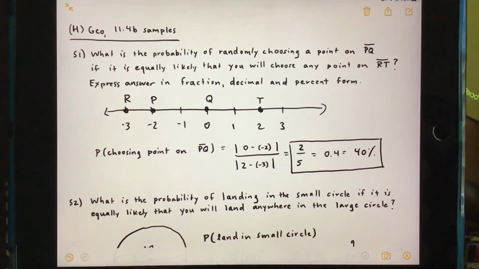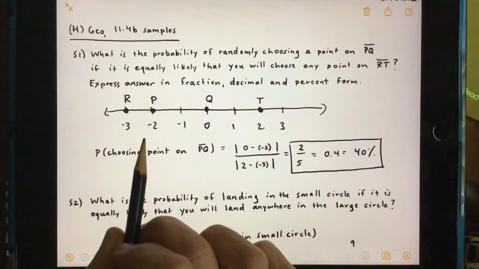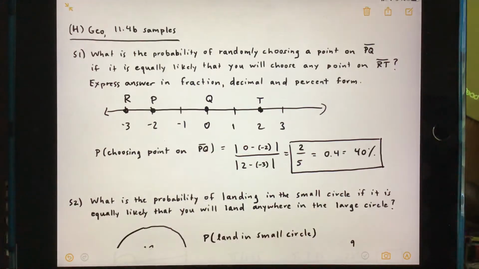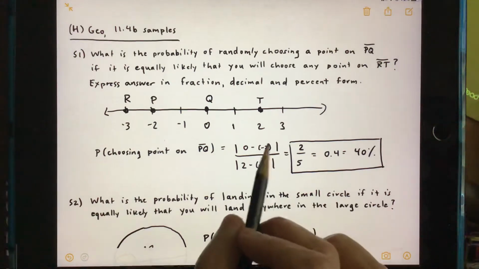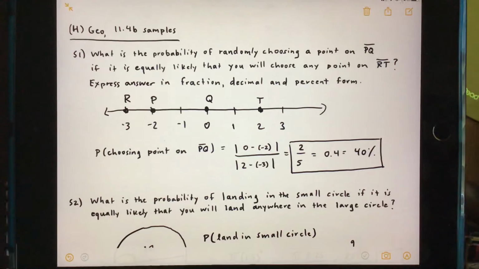I could equally correctly subtract the other way. As long as I take the absolute value, I'm going to get 2 either way. So if I did negative 2 minus 0 and took the absolute value of negative 2, which is 2, I'd still end up with the line segment being 2 units long. All right, so we are putting our favorable outcomes on the top. So there's two spaces on this number line where we can land where we want to land.